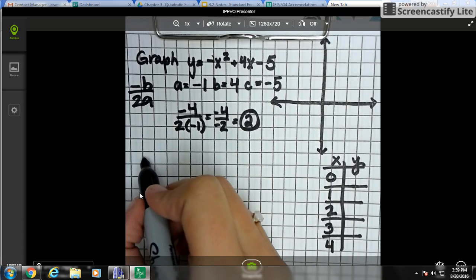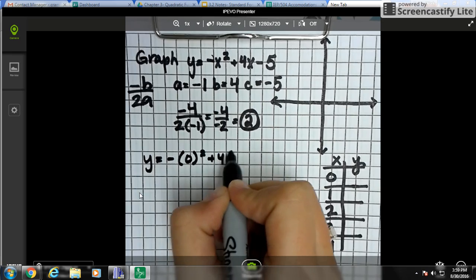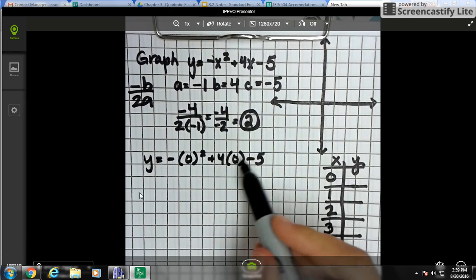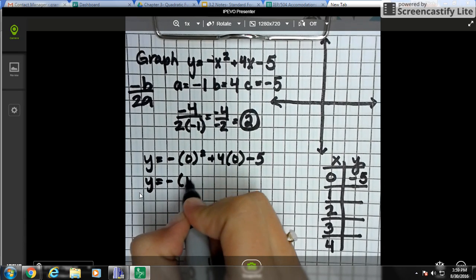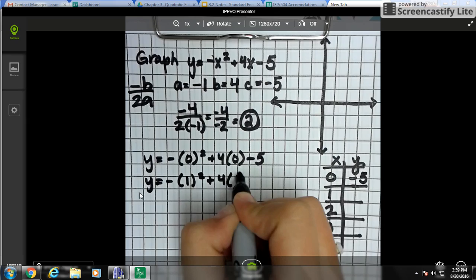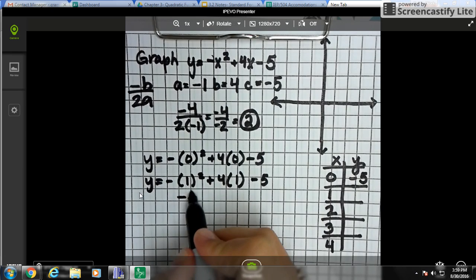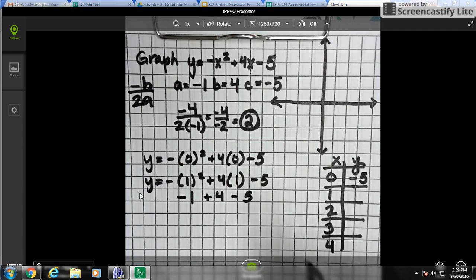So your output for 0 would be y equals negative 0 squared plus 4 times 0 minus 5. 0 squared is 0, plus 4 times 0 is 0, minus 5 is negative 5. For 1, we do y equals negative 1 squared plus 4 times 1 minus 5. 1 squared is positive 1, times negative 1 is negative 1, plus 4 minus 5. We will end up with negative 2.